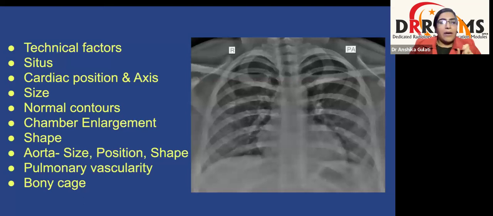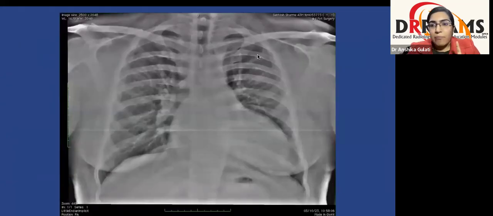And finally, commenting about the bony cage, because cardiac anomalies can be associated with vertebral anomalies as well. So we have to look for those. And also, for example, in cases of Down syndrome, which is commonly associated with endocardial cushion defects, we'll have 11 pairs of ribs rather than the normal 12 pairs. And another thing that we have to look for is rib notching.